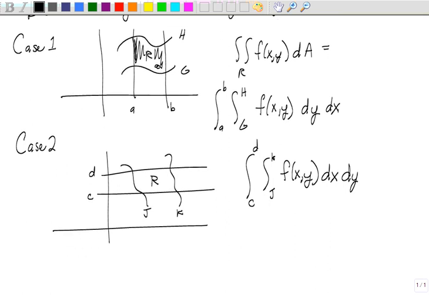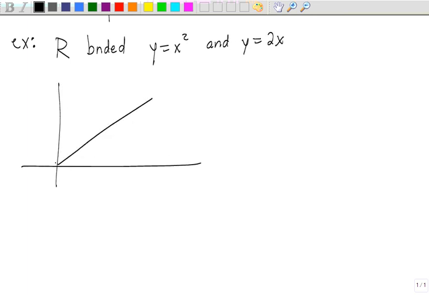Okay, and we're going to generalize that even further in this example, where we take any region, and R is bounded by y equal x squared and y equal 2x. So let's graph that. So here's R, that's a parabola, and they intersect at the point 2, 4, because you set them equal. So we're going to go from 0 to 2.